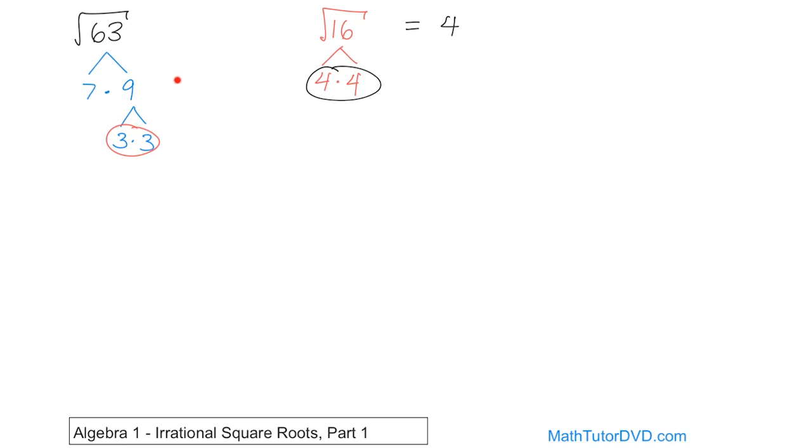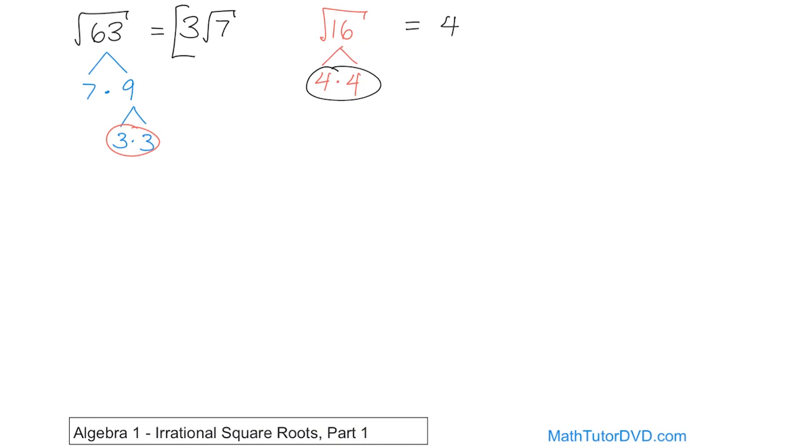The 3 comes out of the radical, comes out of the square root, just like it always has, but this 7 is left over. He cannot come out because we haven't done anything with him. He's still under the radical, still under the square root. So you write this as 3 times the square root of 7. And this is what you would circle as your final answer.